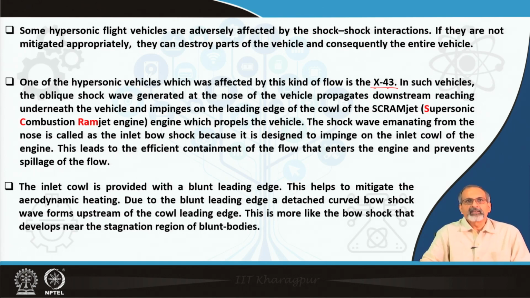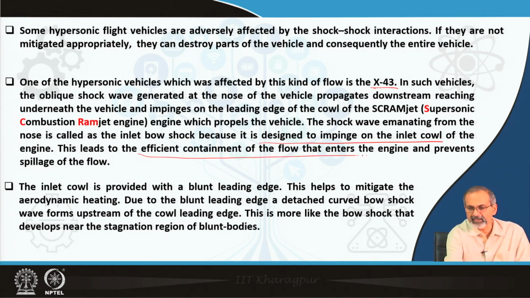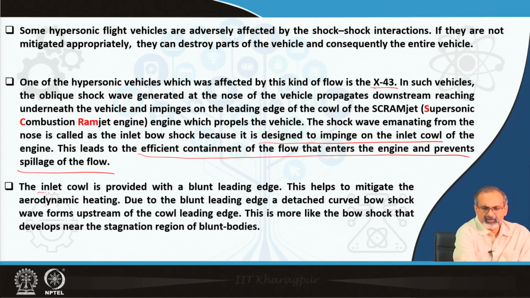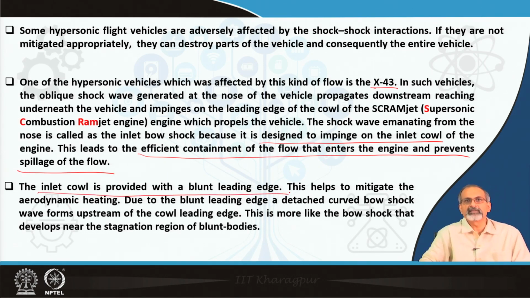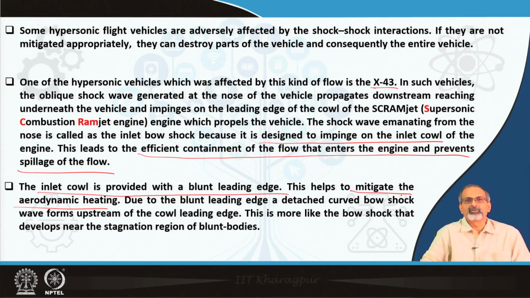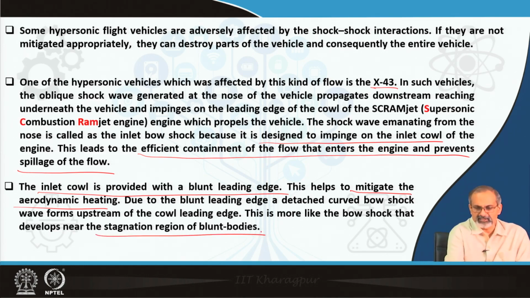The shock wave emanating from the nose is called the inlet bow shock, because it is designed to impinge on the inlet cowl of the engine. This leads to efficient containment of the flow that enters the engine and prevents spillage of the flow. The inlet cowl is provided with a blunt leading edge. This helps to mitigate aerodynamic heating. Due to the blunt leading edge, a detached curved bow shock forms upstream of the cowl leading edge. This is more like the bow shock that develops near the stagnation region of blunt bodies.